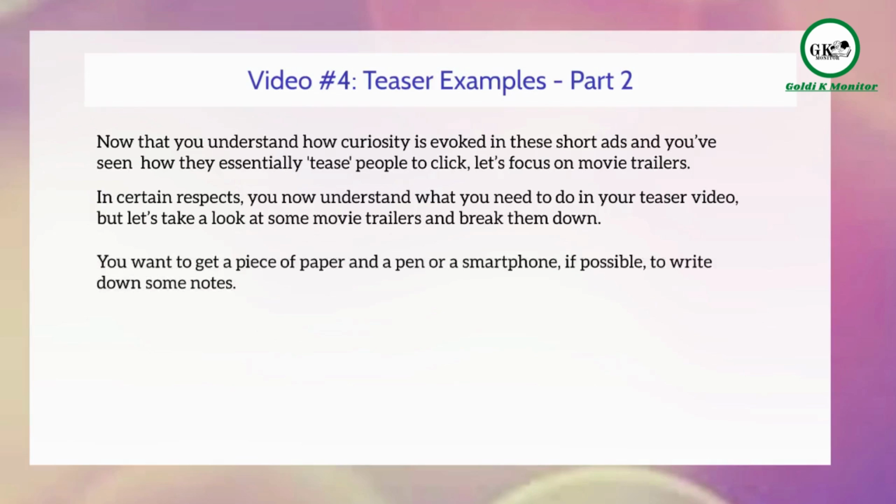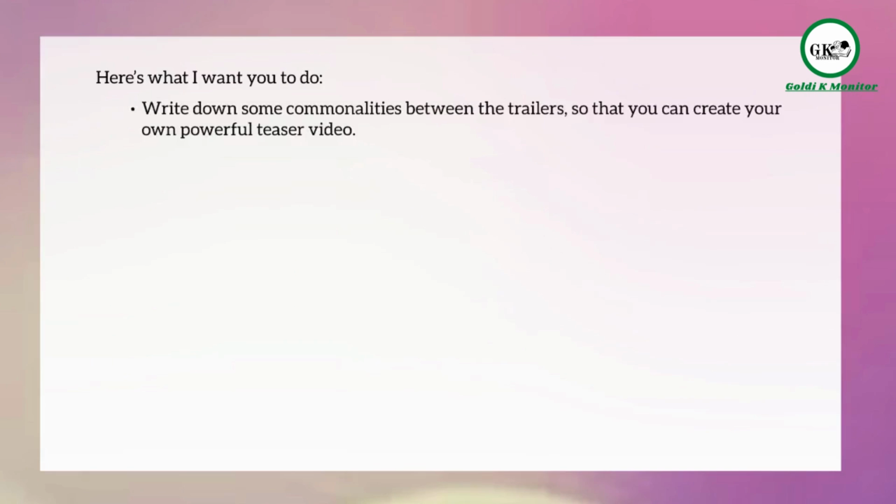You want to get a piece of paper and a pen, or if you're a digital person, then get a smartphone like your iPhone, and if possible, write down some notes. So here's what you want to do. I want you to write down some commonalities between the movie trailers. In other words, I want you to watch several, and you're looking for commonalities between them. Even if they're different genres, it doesn't matter. You're going to notice some commonalities. You're going to notice a framework, essentially, so that you can create your own powerful teaser video.